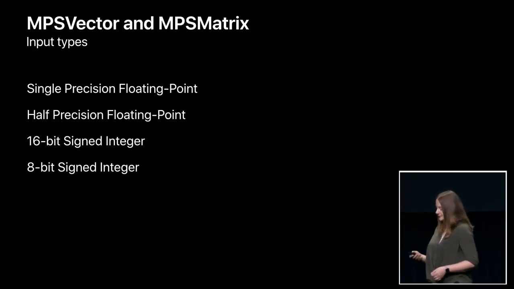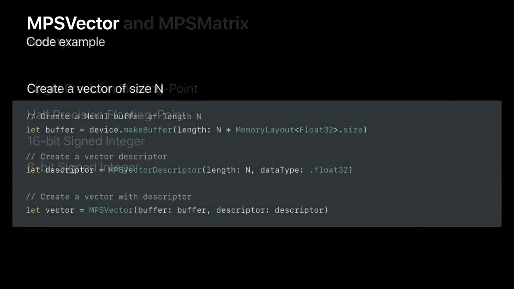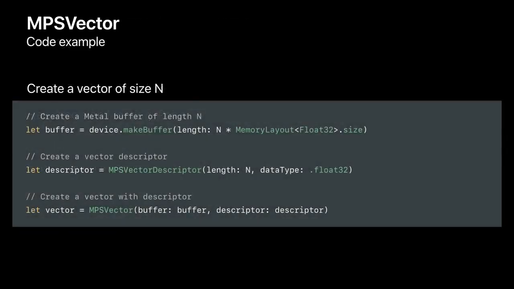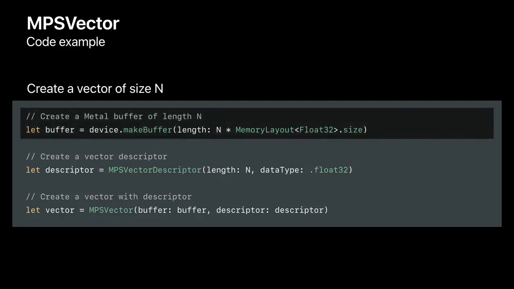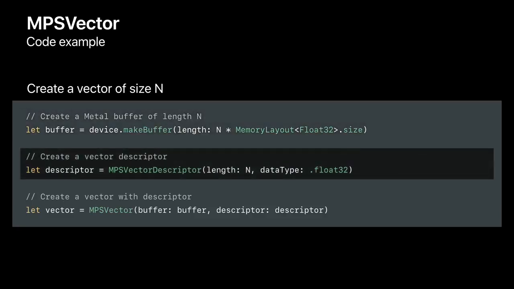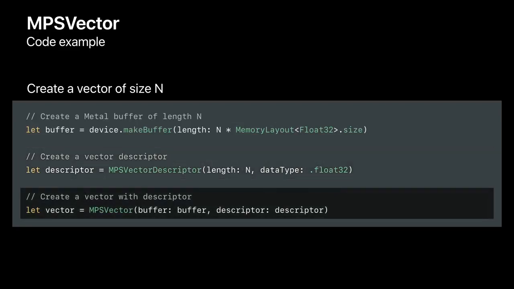Now let's take a look at how we can create an MPS vector of size n. If you don't already have a Metal buffer, you need to create one. Then you need to create a descriptor for your vector. Note here that you specify the length of the vector. That's because the vector can be made from a portion of the original Metal buffer, and all the related offsets can be set in a kernel that will use this vector. Then the last step is creating a vector from the buffer and the descriptor.